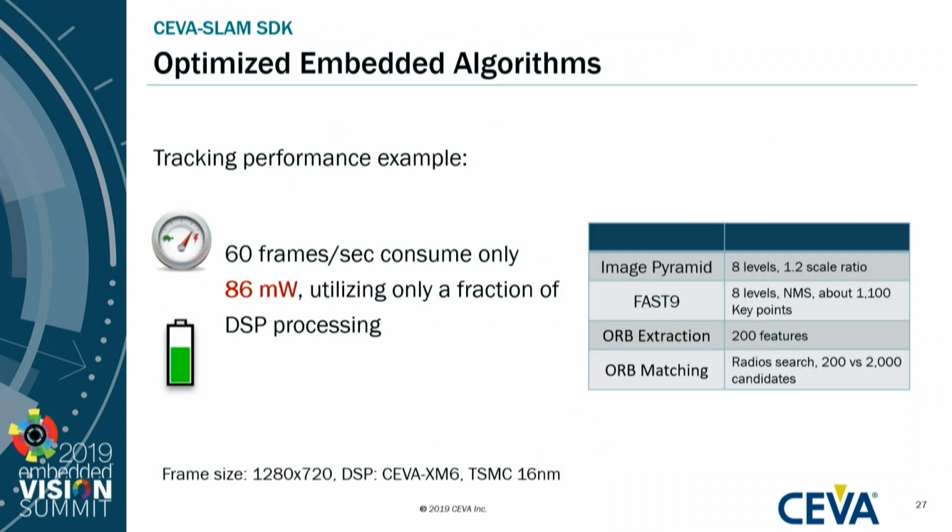Now let's take a look at a performance example. Frame tracking is mostly composed of the following steps: image pyramid, feature detection, and matching. CEVA XM6 powered by the CEVA SLAM SDK can execute tracking tasks at 60 FPS, consuming only 86 milliwatts, utilizing only a fraction of the DSP processing capabilities, leaving room for other activities.